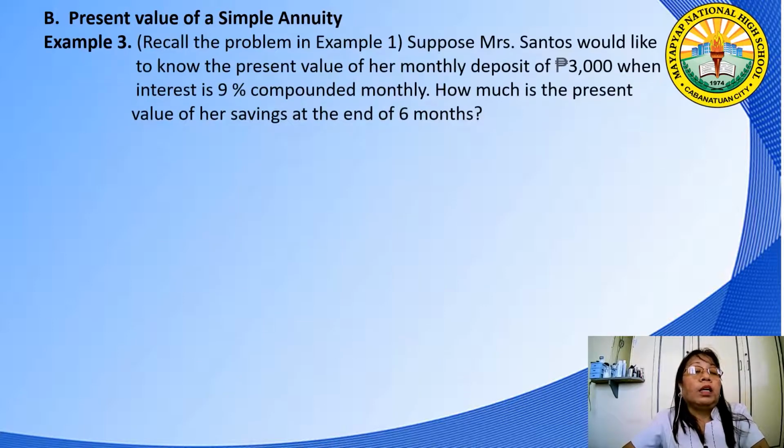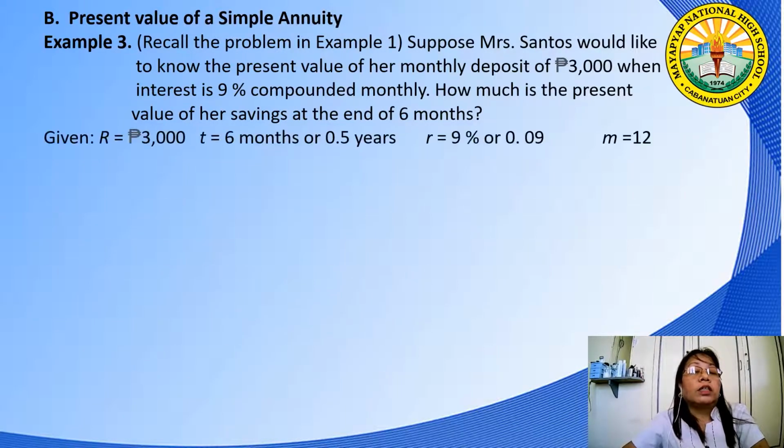Example. You recall the problem in example 1. Suppose Mrs. Santos would like to know the present value of her monthly deposit of 3,000 pesos when interest is 9% compounded monthly. How much is the present value of her savings at the end of 6 months? So the givens are: the regular payment R is 3,000 pesos, T is 6 months or 0.5 year, the rate of interest is 9% or 0.09, and M is equal to 12 since it is compounded monthly.